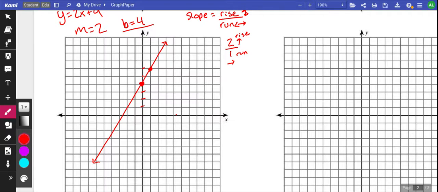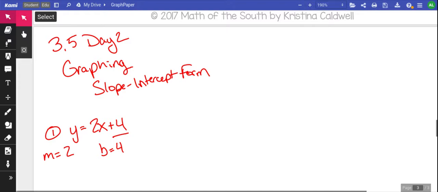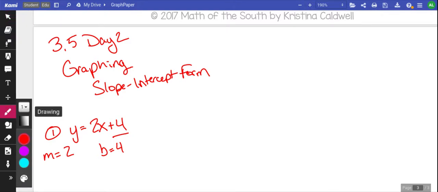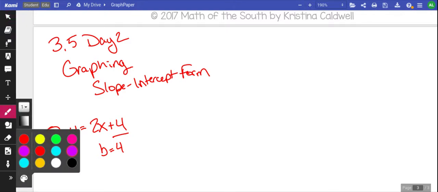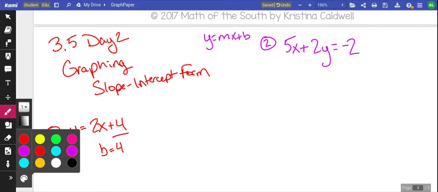Alrighty, so now let's look at a little bit different example. Let's say instead of an equation already in slope-intercept form, what if I gave you one that looked like this? 5x + 2y = -2. We know that if we want to graph this using slope-intercept form, we need to get it into slope-intercept form first.